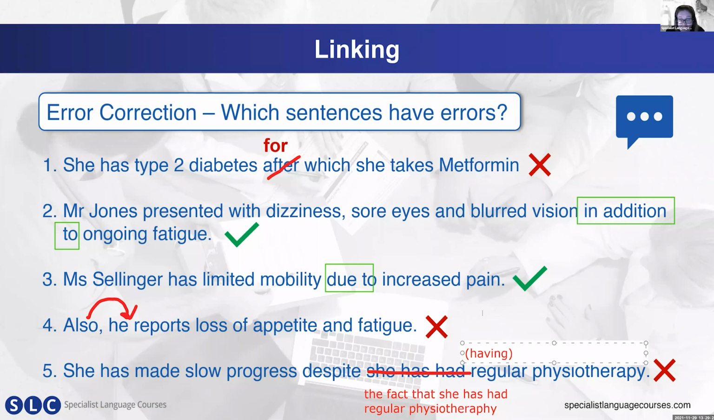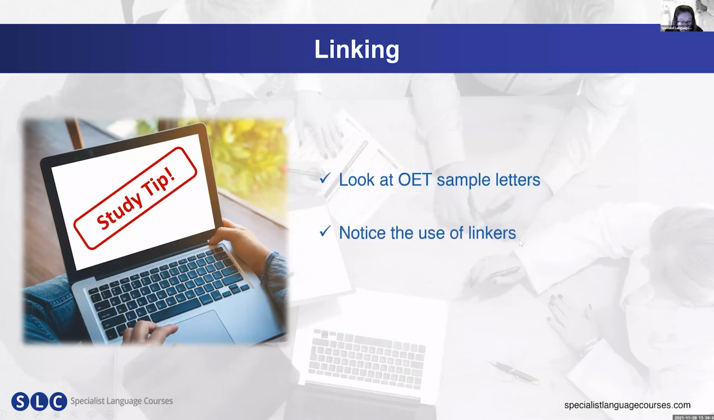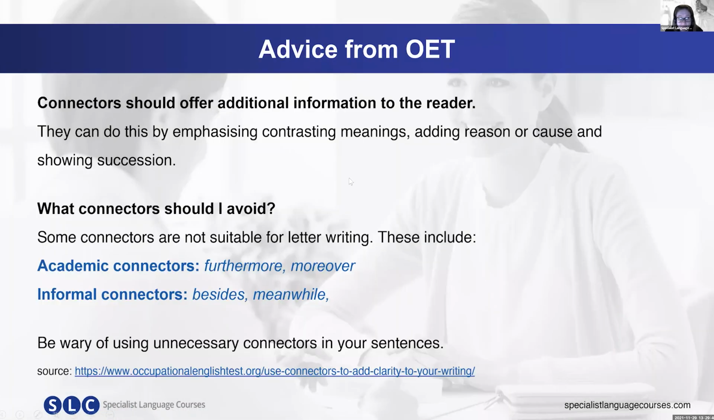Okay, so to practice, look at sample letters, notice the use of linkers, and write example sentences in lots of different contexts. You need to be confident in using linkers. This is some advice from OET. They should offer additional information to the reader. And avoid using academic connectors such as furthermore and moreover, and don't use informal connectors such as besides or meanwhile. They just don't work in an OET letter.